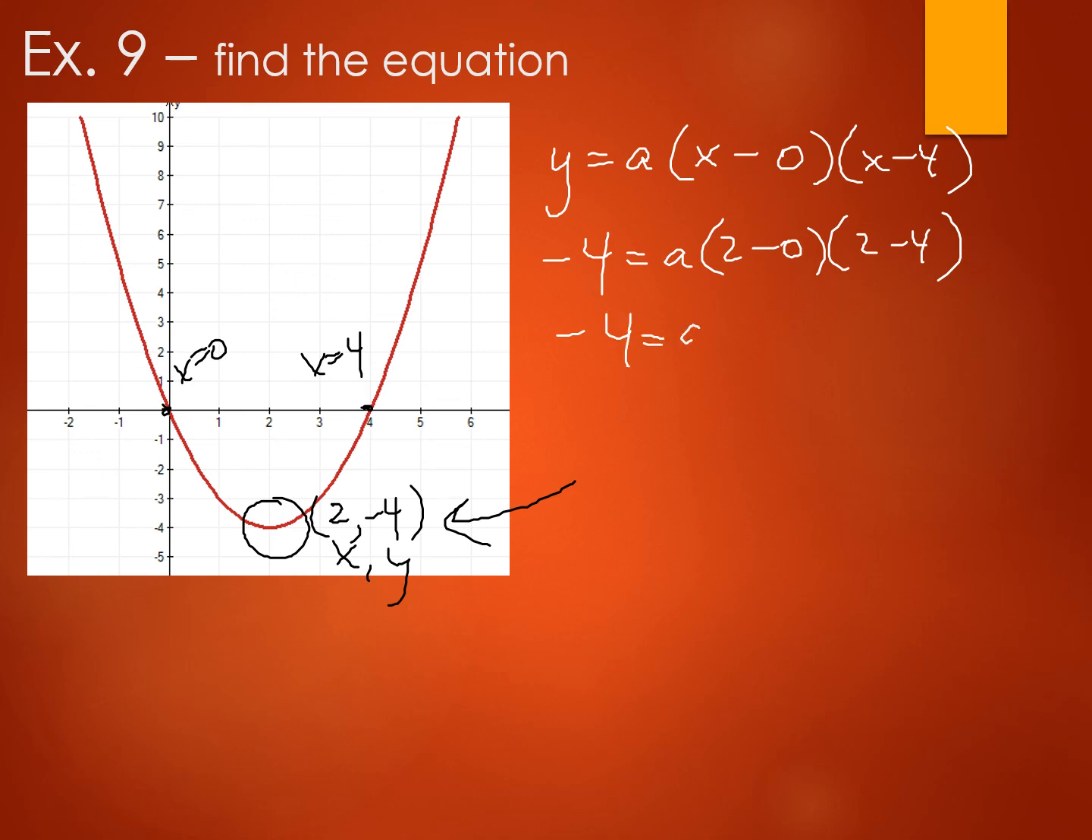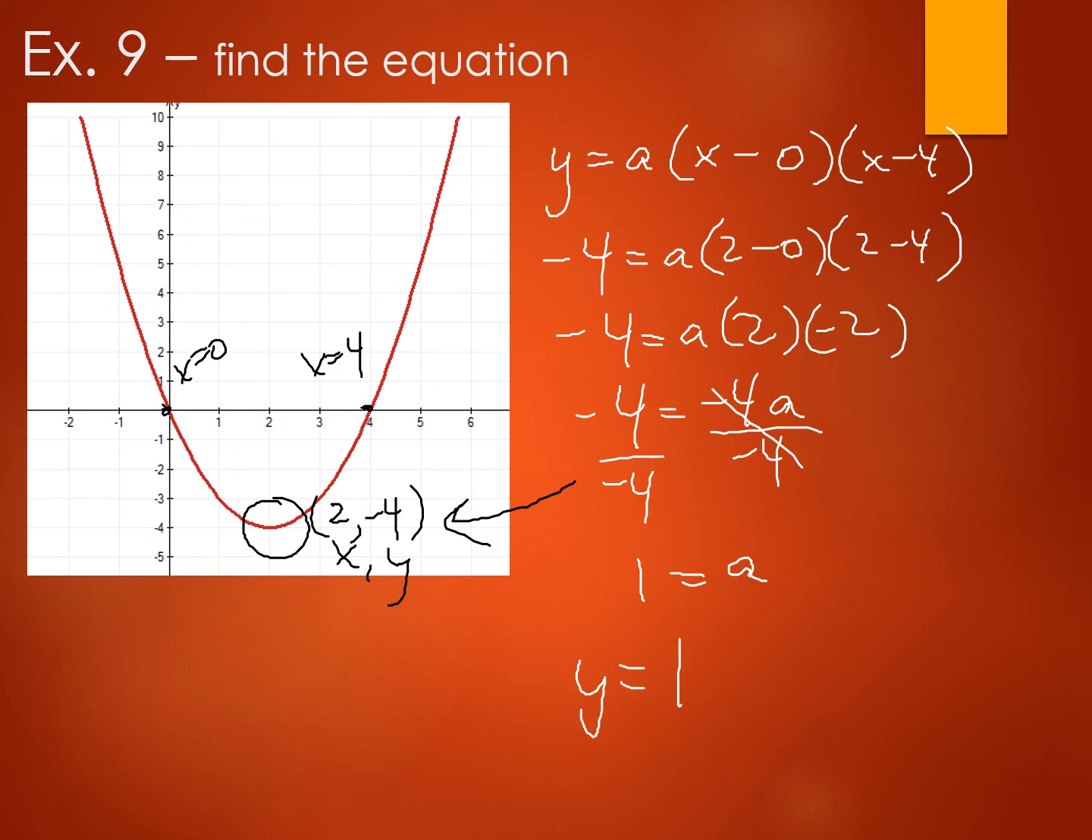Go through the math. What's 2 minus 0? 2. 2 minus 4, negative 2. Multiply those two things, so negative 4a. Divide both sides by negative 4. And we get 1 equals a. So my final equation, y equals 1, x minus 0, x minus 4. You don't even have to write the x minus 0 if you don't want to. You could also write 1x, x minus 4, or any other derivative of that.